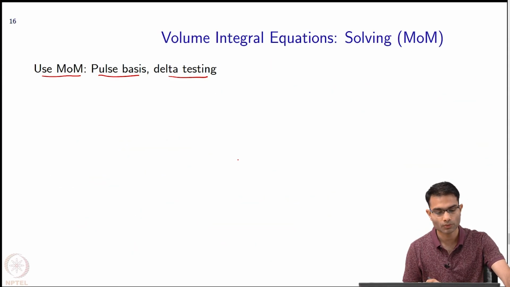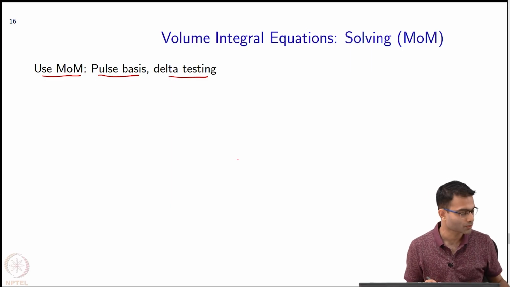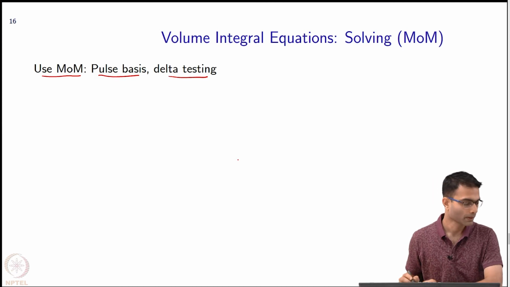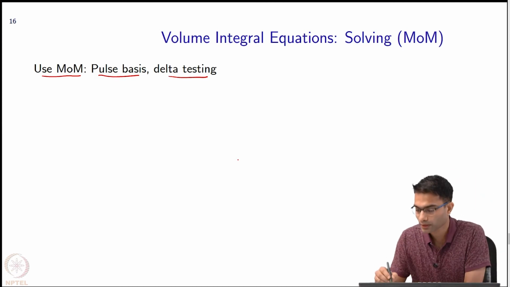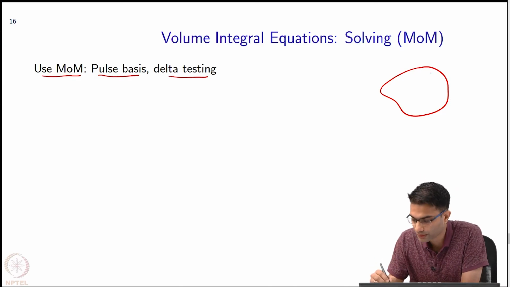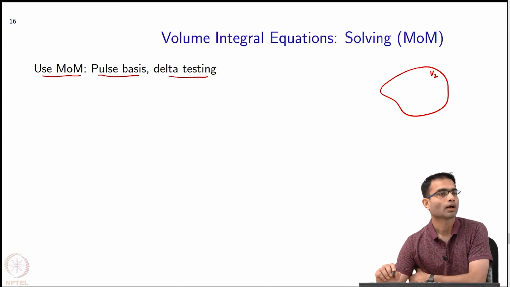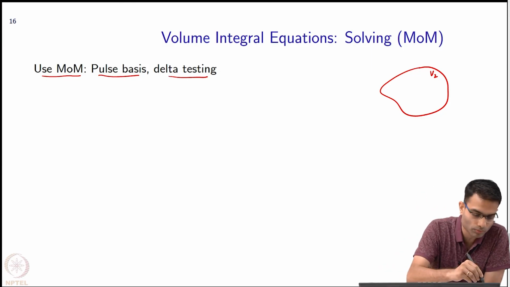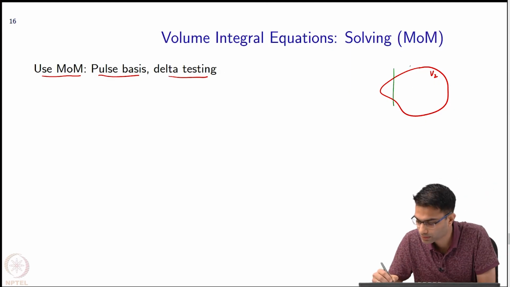Now, coming back to how we will actually solve this using the method of moments. So, pulse basis and delta testing. Okay. So, here is my object. Now, I am just going to show you V2, and now as we have discussed, we are discretizing the volume. So, if I am discretizing the volume, I need to make a grid like this.